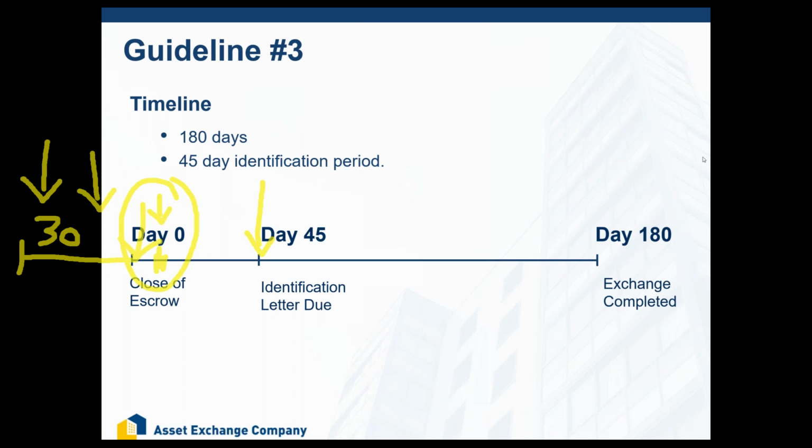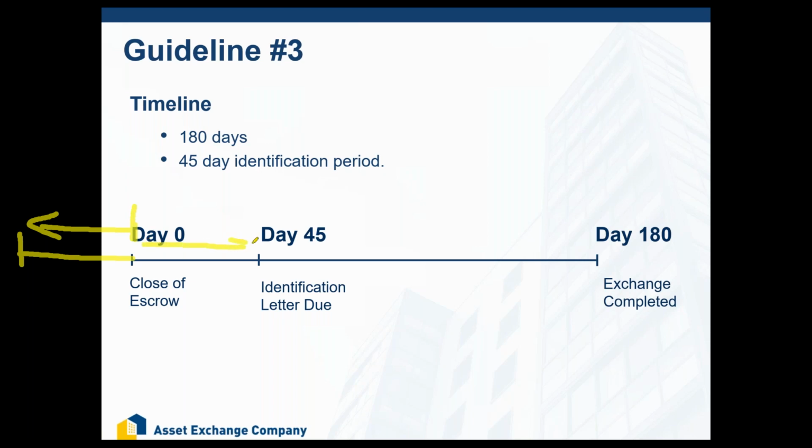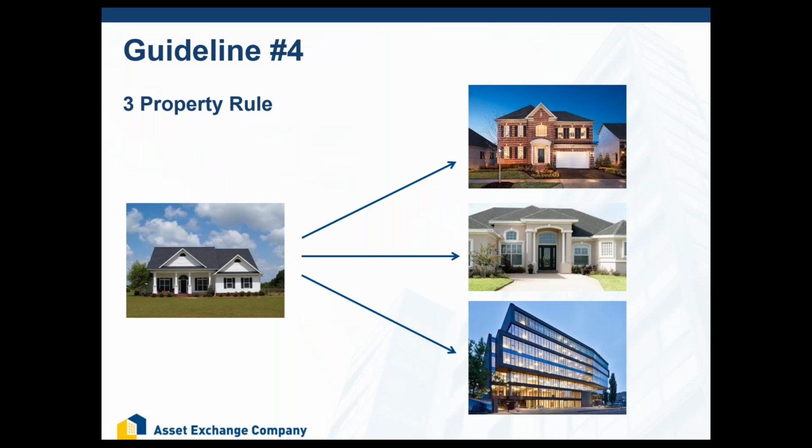So when you do an exchange, I want you to think about what you might want to buy, and I want you to start thinking about it way back here while you're in escrow on your sale property. Because once you close escrow, those 45 days are going to go really quickly. And you don't want to be in a situation where you nominate 3 properties on day 45 and you can't get any of them. So do your homework, do your due diligence, and you'll have a successful exchange.